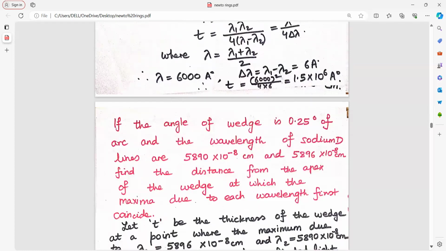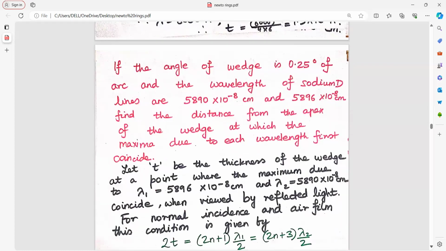Putting in the numerical values, we get the answer. If the angle of the wedge is 0.25 degree of arc and the wavelengths of the sodium lines are 5896 angstroms, find the distance from the apex of the wedge at which maxima due to each wavelength first coincide.